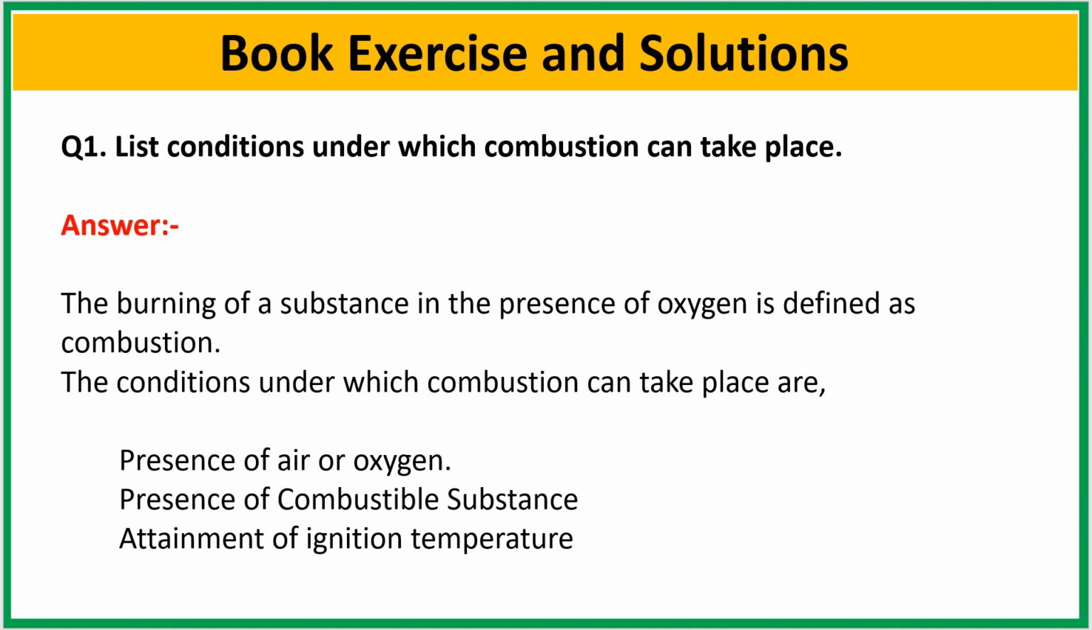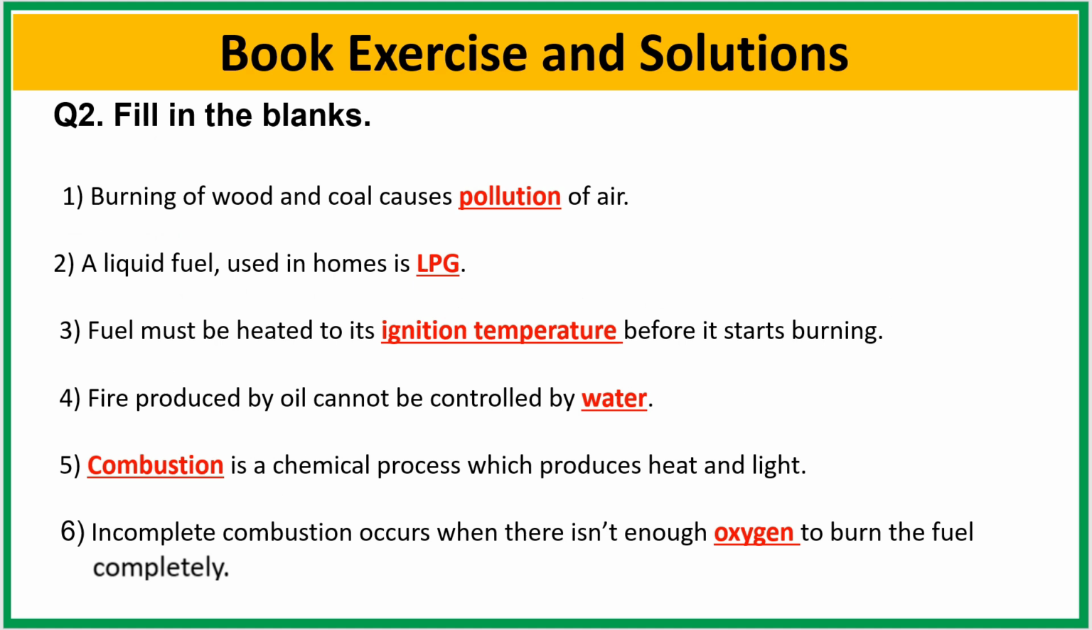So first of all, we should know what is the meaning of combustion. Combustion is the chemical process in which a substance burns in the presence of oxygen and produces heat and light. What is the example of combustion? Coal burns in air to give heat and light. So the three different conditions necessary for combustion are presence of air or oxygen, presence of a combustible substance, attainment of ignition temperature. Here ignition temperature is the minimum temperature at which a particular substance starts burning in the presence of air. Let's see some important fill in the blanks.